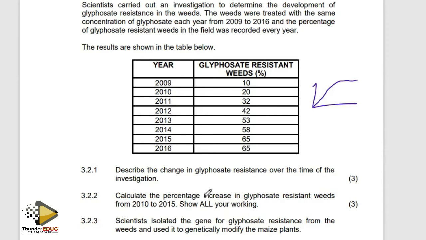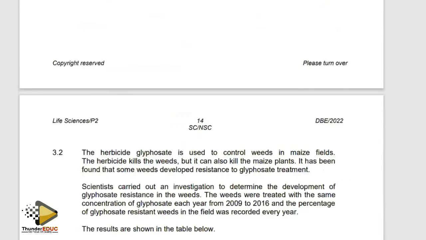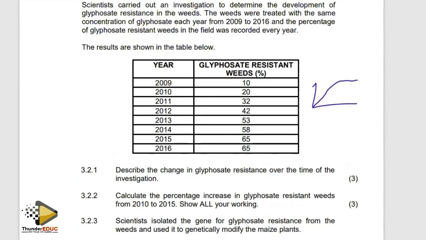Then they're saying, calculate the percentage increase in the glyphosate resistant weeds from 2010 to 2015. Show your working. Here, whenever they ask you to calculate the percentage increase, this is what you are supposed to do. Percentage increase is equal to the final value minus the initial value, over the initial value, times 100. Yeah, that's it.